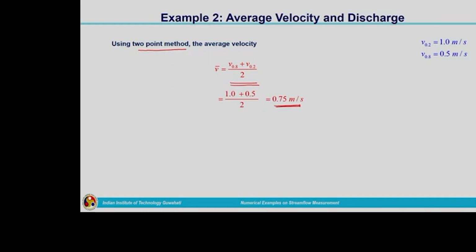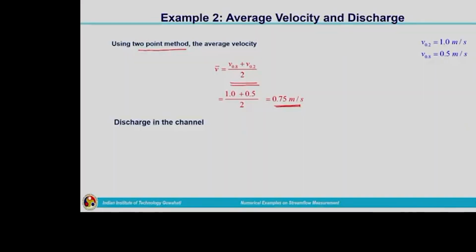So, we know how to calculate average velocity now. Once average velocity is calculated, we can compute the discharge by substituting in the continuity equation. So, discharge in the channel Q is given by A times V. So, we will substitute that. The given channel has a rectangular cross section. So, the area is 5 multiplied by 2 and the average velocity is 0.75. If we multiply this, we will get a discharge of 7.5 meter cube per second.